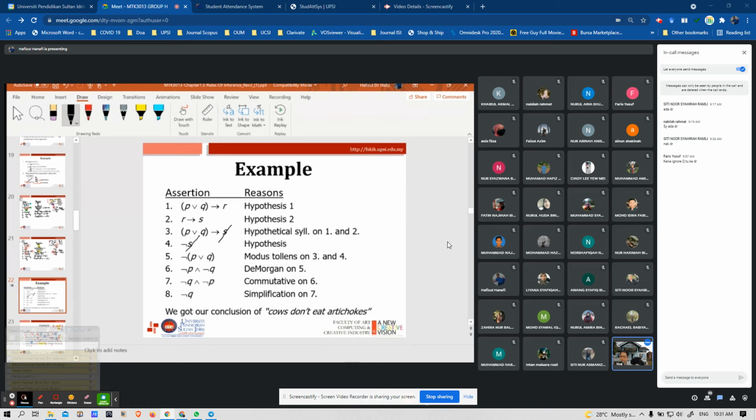Okay, and then we go for De Morgan on 5. Here is the operation, and then we go for the commutative law on 6. Commutative law, because we want the conclusion as negate Q. We do the simplification on 7. We simplify. Here we eliminate. Okay, we got our conclusion: cows don't eat artichokes.